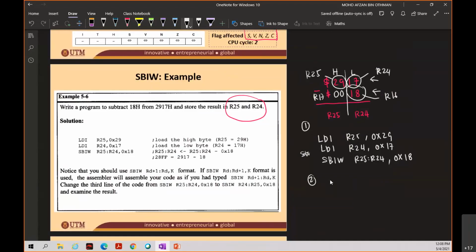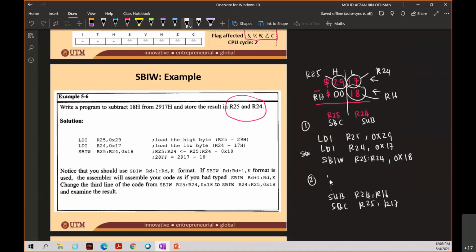For the lower byte, you use the SUB. For the higher byte, you use the SBC. So you load all the values first, and then you write SUB R24, R16, and SBC R25, R17. So this is the second solution.